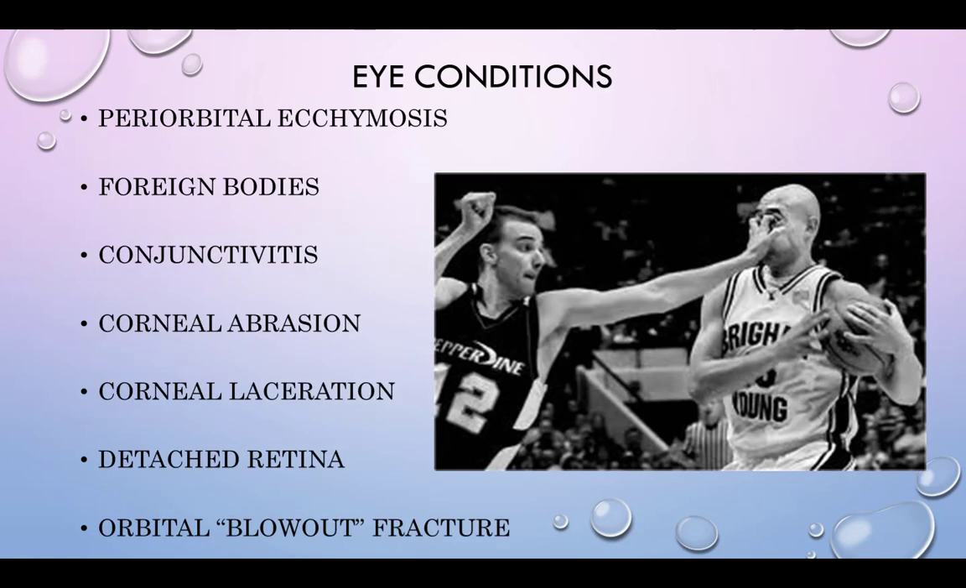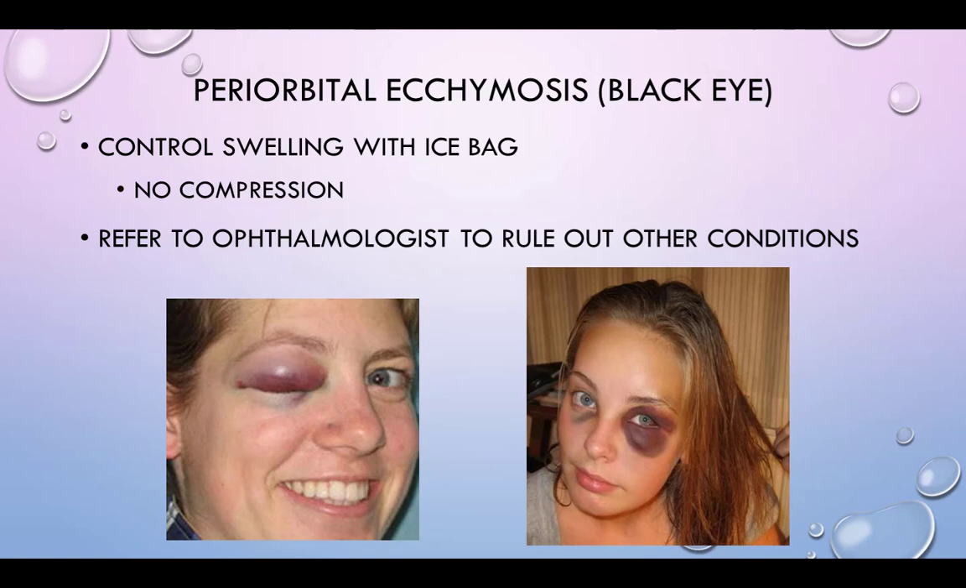Eye conditions include periorbital ecchymosis, foreign bodies, conjunctivitis, corneal abrasions, corneal lacerations, detached retina, and orbital blowout fractures. A periorbital ecchymosis is a common black eye. In most cases, there isn't a lot of treatment that needs to be performed.